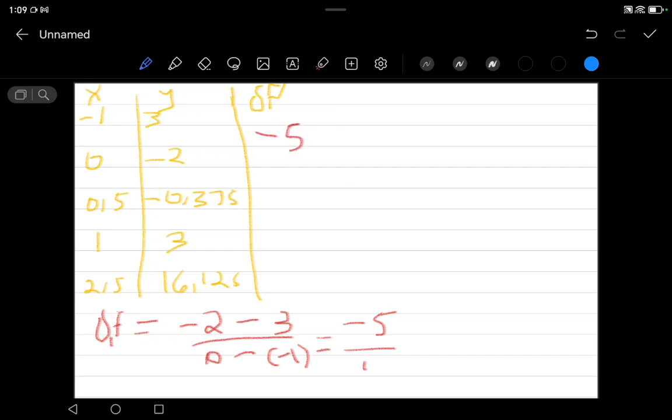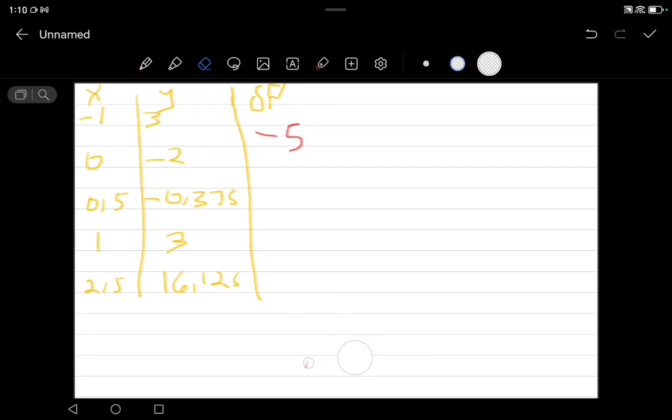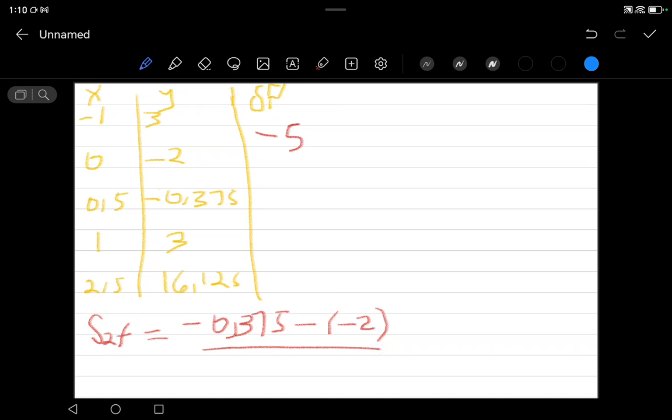And then for the second one, we divide y by x. So it's going to be negative 0.375 minus negative 2 over 0.5 minus 0, and then we get the answer. Are you calculating? Yeah, I am. Okay.